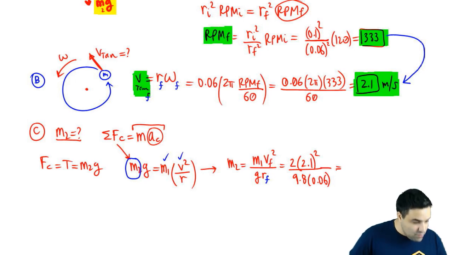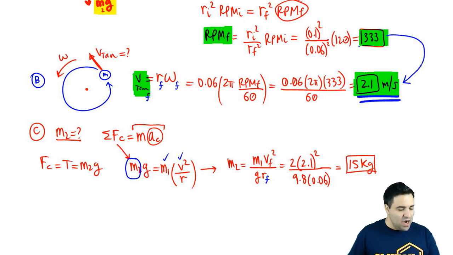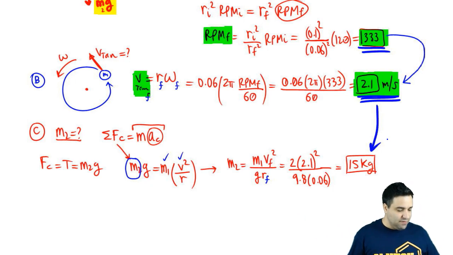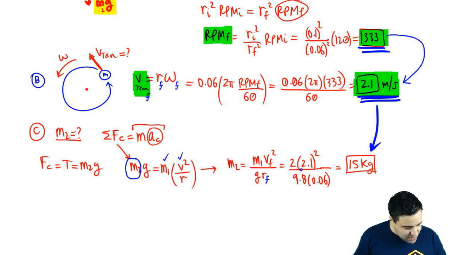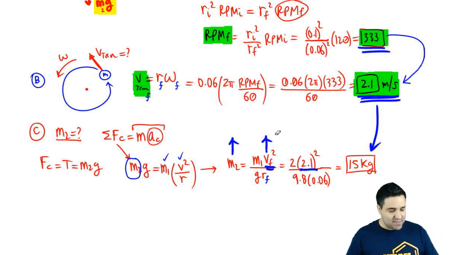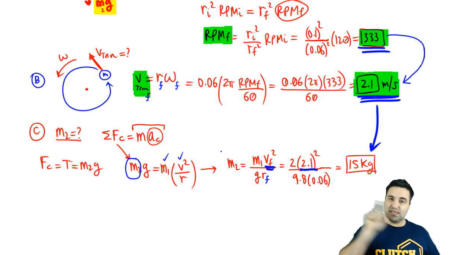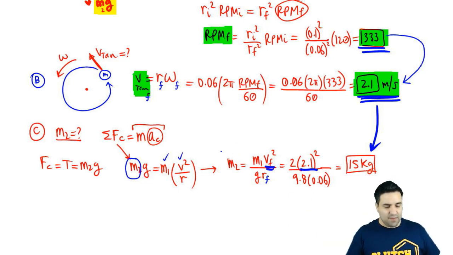Okay? And you multiply this whole thing and you get 15 kilograms. So the idea is that for you to be able to spin at 333 RPM, which means you have a linear velocity of 2.1 at that distance from the middle, M2 has to be 15. If you want to spin even faster, meaning this v here would grow, you would need the hanging weight at the bottom to have a greater mass so you can have more tension so that this thing can spin faster. All right, so that's the idea.